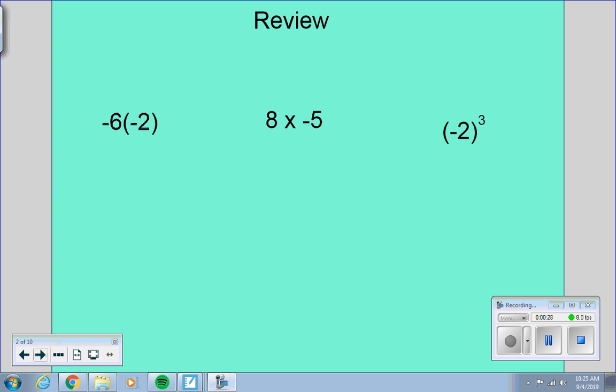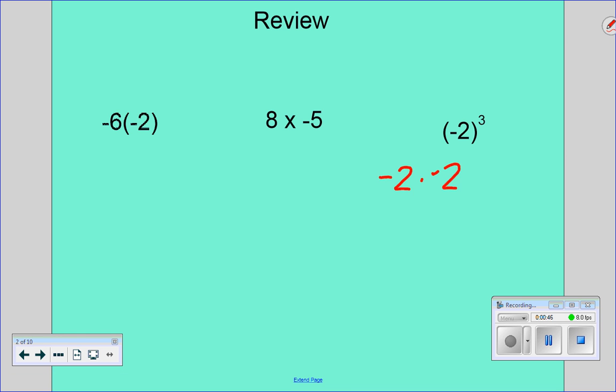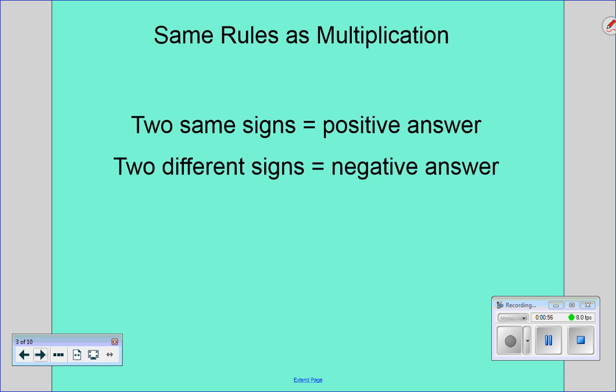Because we just did these for homework. -6 times -2. So that's my answer, Henry. Good job. +12. Way to go. What about this one right here? 8 times -5. Brooklyn? -40. What about this guy right here? How would I write it out for you? Would that be easier? Be like this. That's what it looks like. -8. Does everybody understand how we got -8?